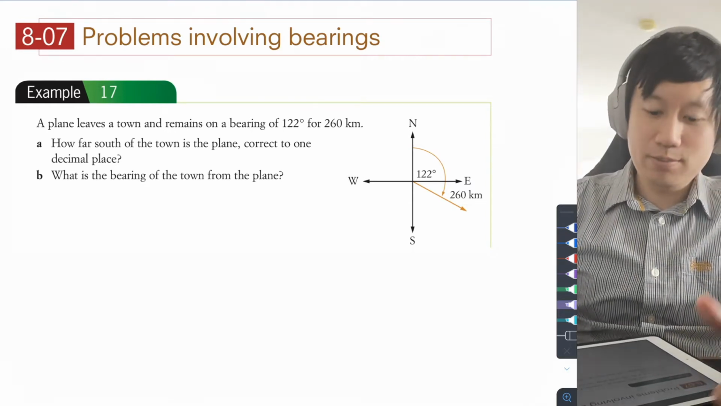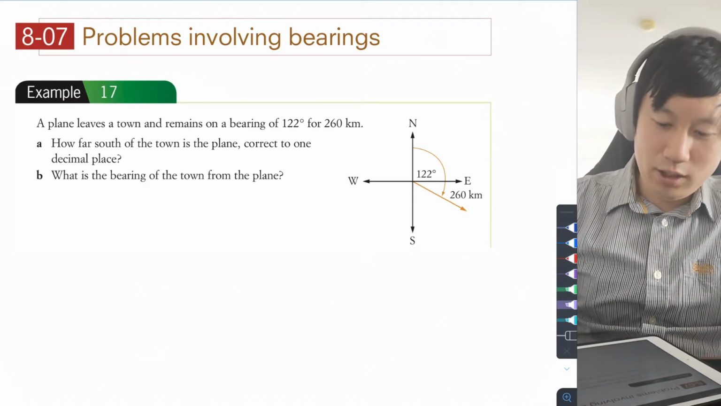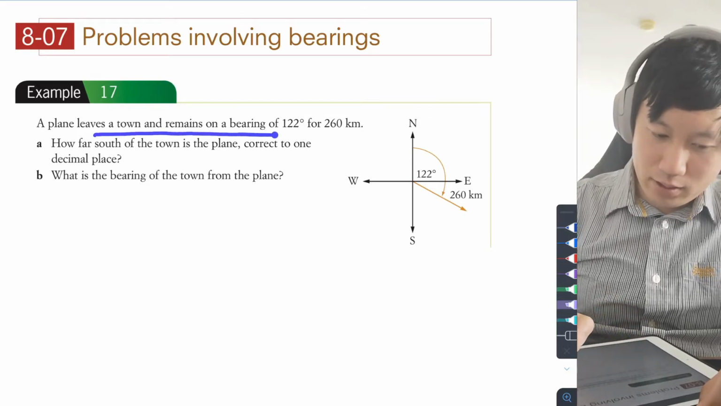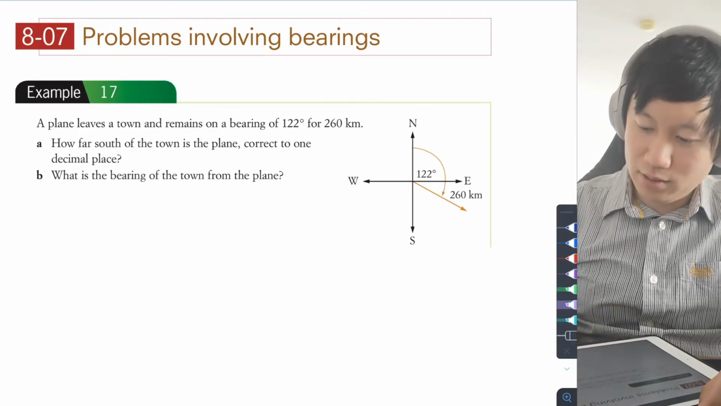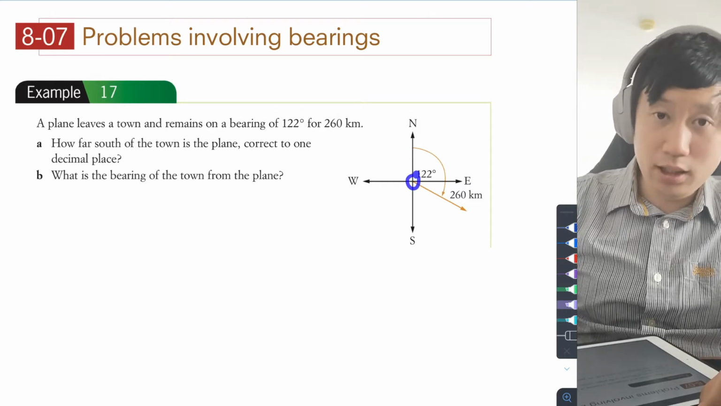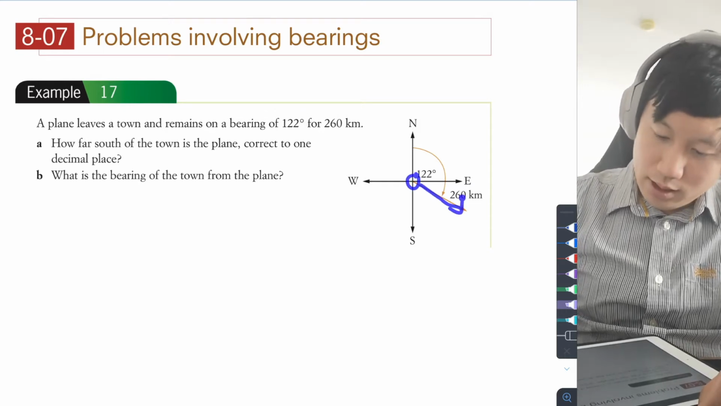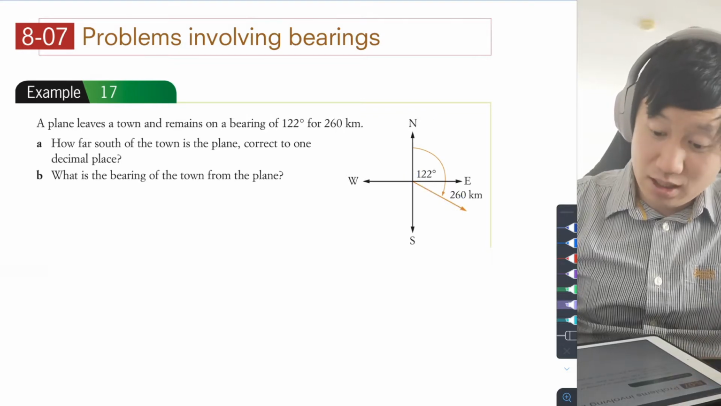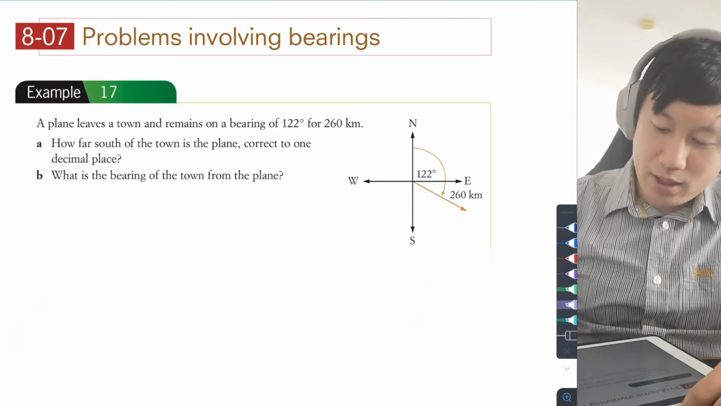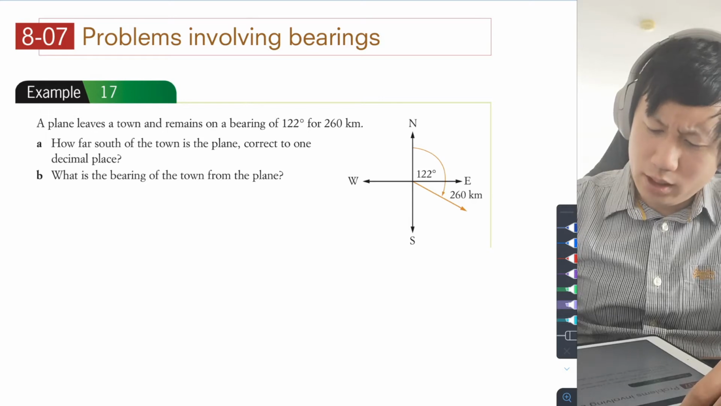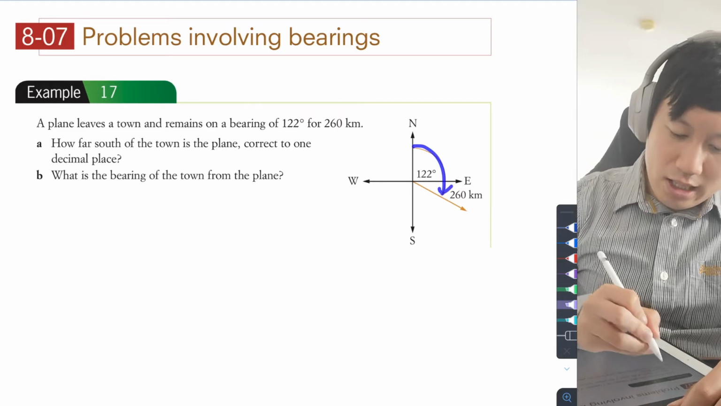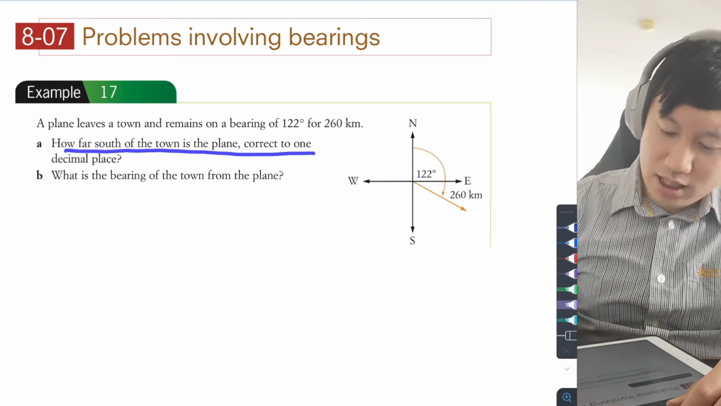So in this exercise, which is problems involving bearings, we're going to be looking at example 17. A plane leaves a town and remains on a bearing 122 degrees for 260 kilometers. So this plane started here and went in this direction, and it's probably still flying, but it's maybe arrived at a point. It's going 260 kilometers at that bearing. Now, how far south of the town is that plane?